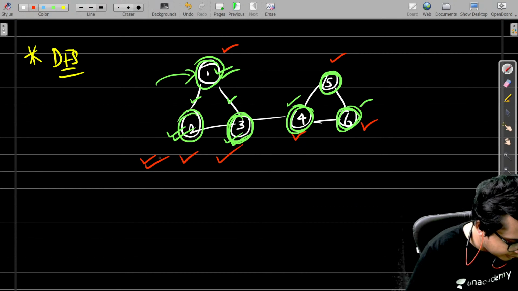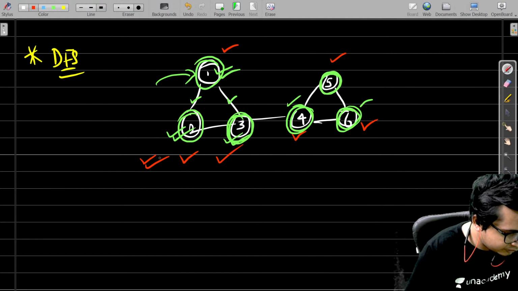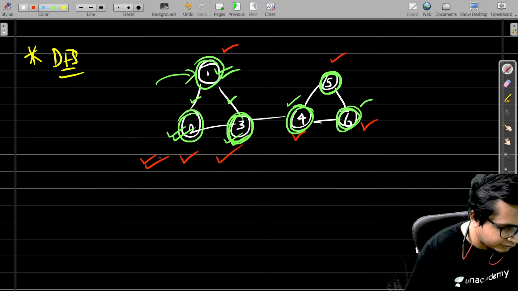Can we discuss the Pacific Atlantic water flow problem after this? What problem is this? I haven't actually seen this problem before.